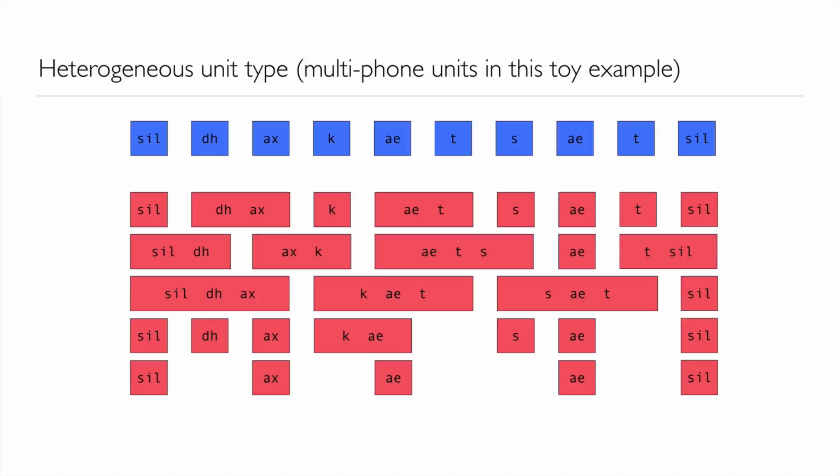Here's a lattice of candidates that has these heterogeneous unit types. When I say lattice, I'm referring to the fact that there are paths that can go through these units. Like this, and so forth.